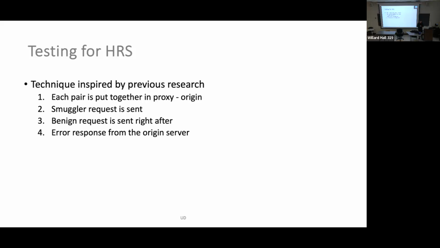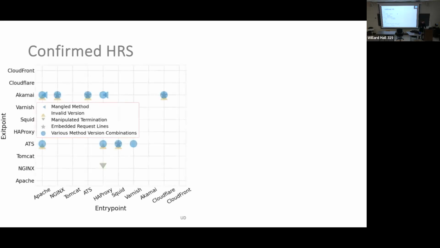So we used a technique inspired by previous research, right? We put each pair in a proxy origin setting. We sent a smuggler request, right? And we sent a benign request right after that. And we look for an error response from the origin server, right? So basically, you're injecting these AAAs, and you're trying to see the error message and see if you were able to actually inject a packet that was not valid, right? So the server actually creates an error message, right? So by doing this test, we confirm some HRS, right?